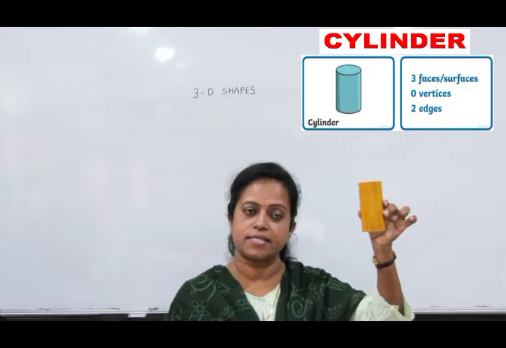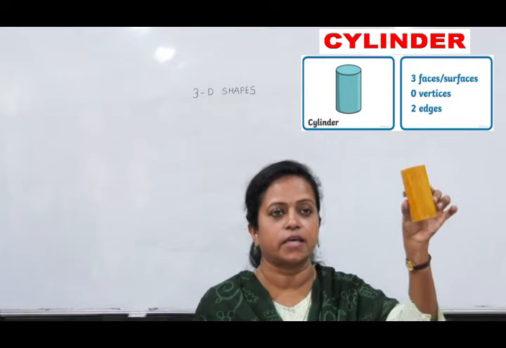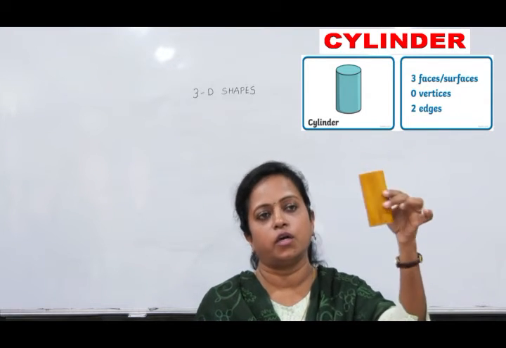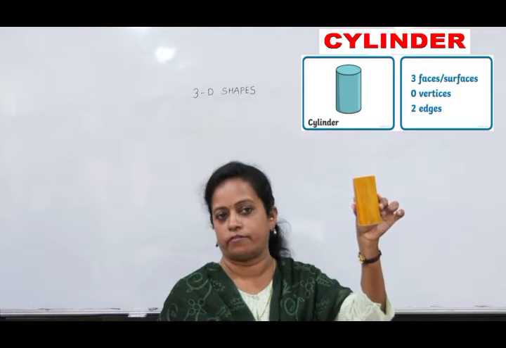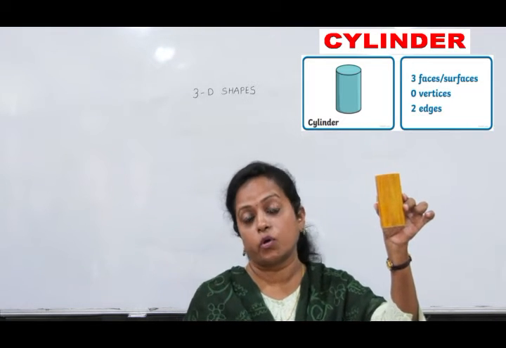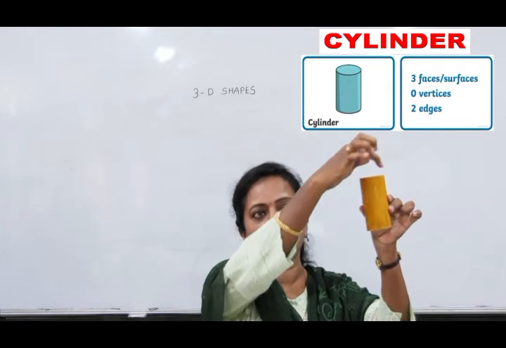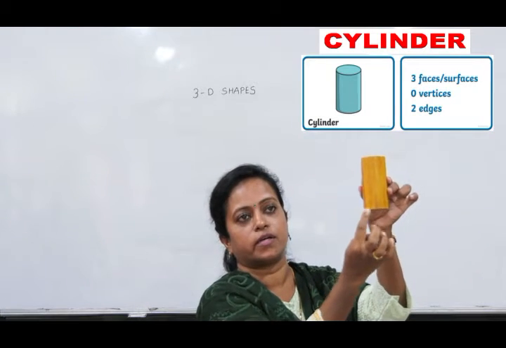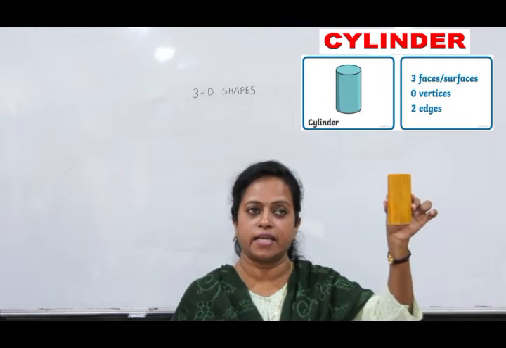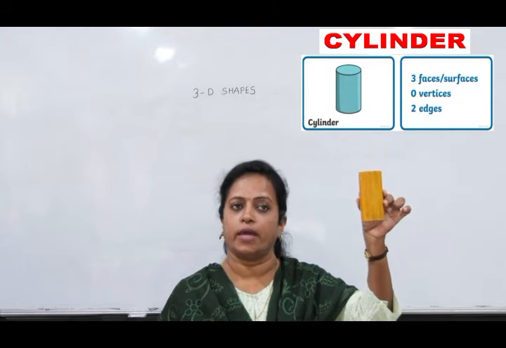What about the vertex? Does a cylinder have a vertex? Can you observe any corner here? No, a cylinder does not have a vertex. Now what about the edges? You can see here you have one circular edge, and here another circular edge. So you can say in a cylinder there are 2 edges.